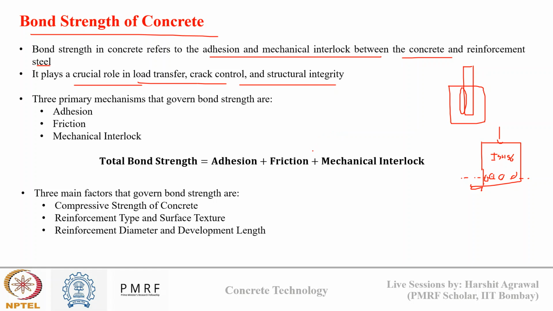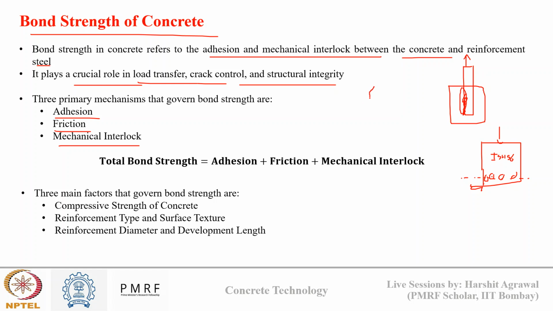Now, there are three primary mechanisms which govern the bond strength of concrete. First is adhesion between the cement paste and the reinforcement surface. Second is friction, which results from the resistance developed by the roughness of the reinforcement surface and the concrete when we apply some pull on the rebar. That is the frictional resistance at the interface. And third is the mechanical interlock, which is due to the physical engagement of the ribs present on the reinforcement and the surrounding concrete.